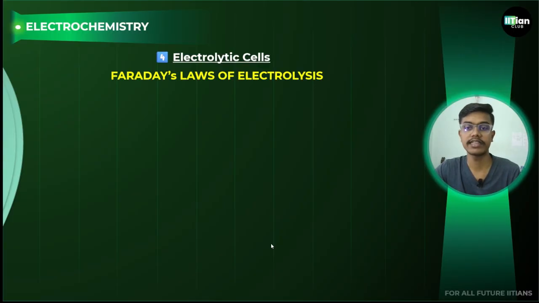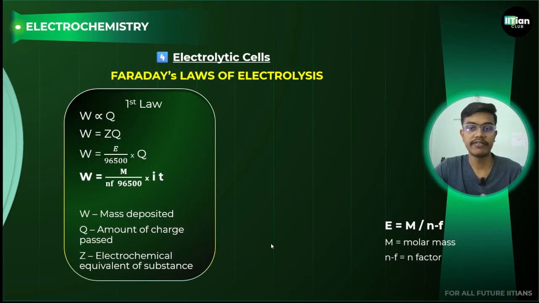Next up, we have electrolytic cells. Electrolytic cells are cells in which a non-spontaneous redox reaction takes place, which results in the formation of some products. We will be using these cells for electrolysis. Faraday gave two laws of electrolysis, and the first one says that the weight of the substance, that is the mass deposited by electrolysis, is directly proportional to the charge passed.